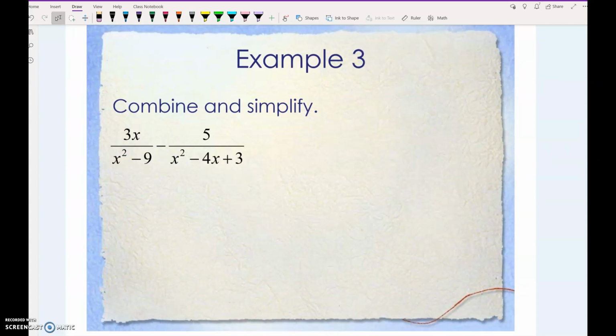In example 3, we have a little bit more work to do. When we go to space this out, we've got x squared minus 9. We need to factor that. How do we factor x squared minus 9? Difference of 2 squares. X plus 3, x minus 3.